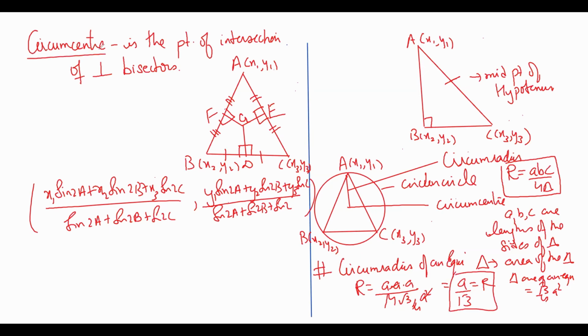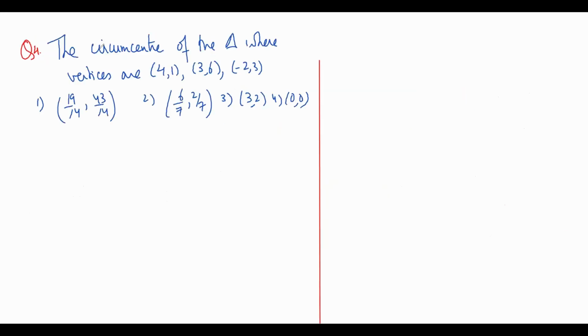But how do we find the circumcenter? We use the same technique as we did for the orthocenter. By checking the slope, we can find the circumcenter of the triangle. And how?